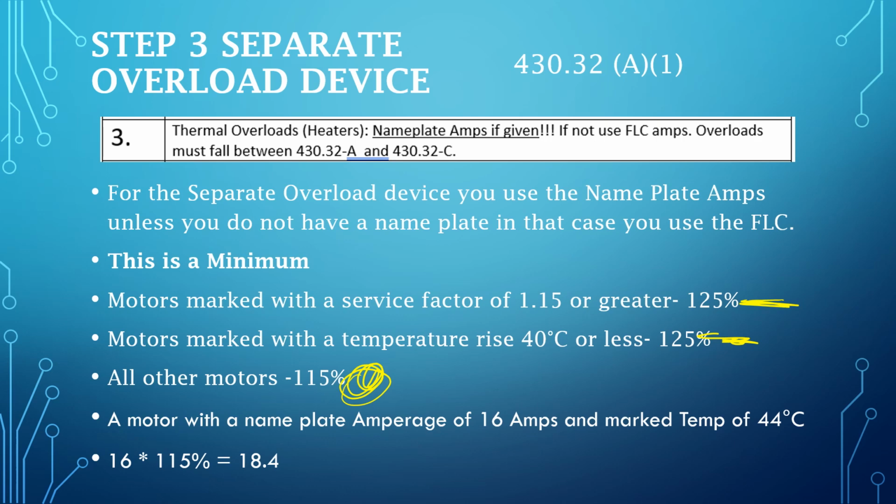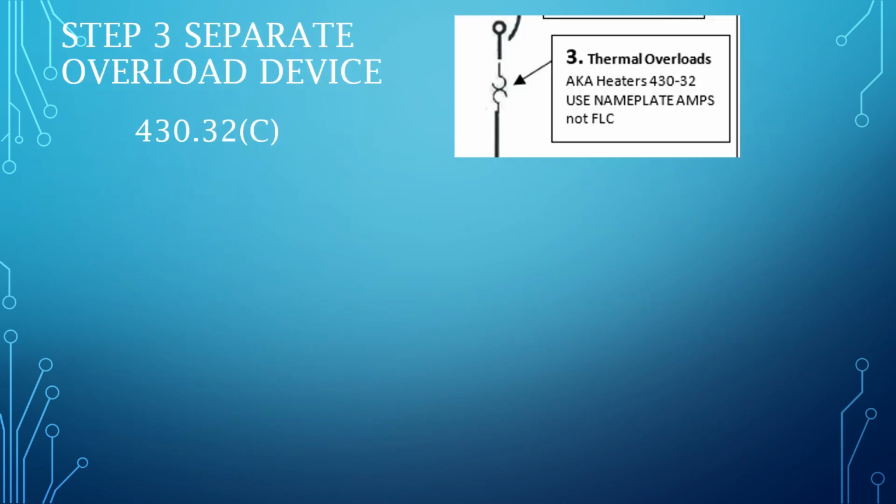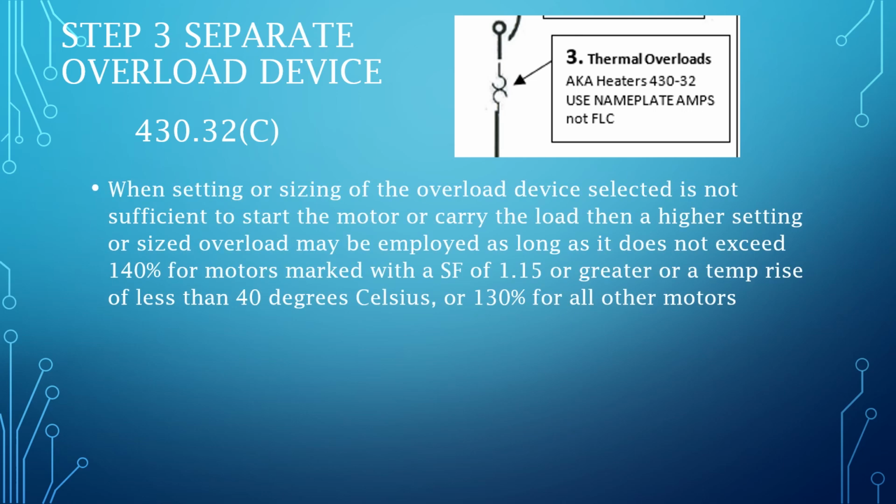Because part 2 of this says that when the setting or sizing of the overload device selected is not sufficient for the motor to start, right? If it trips when we start up, then the higher setting or size of overload may be employed, as long as it doesn't exceed 140% for motors marked with the service factor of 1.5 or a temp rise of less than 40 degrees, and then 130% for all other motors, right? So we're supposed to check first at the lower one, and then if the motor trips, then we can increase it up to one of these larger ones.